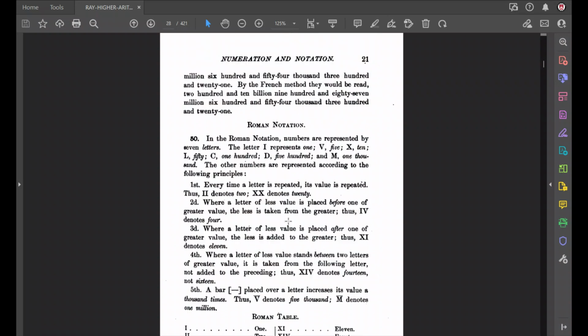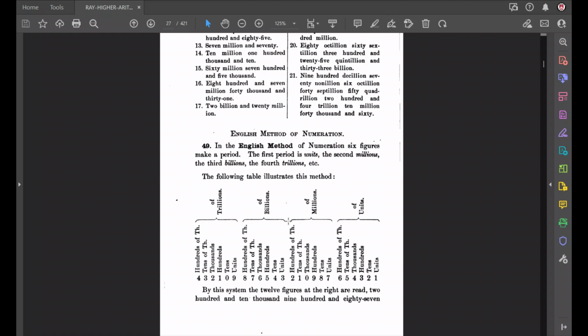And then in Article 49, we learn the English method of notation, of numeration. In the English method of numeration, 6 figures make a period. So this is a different method. The first period is units. The second period is millions. The third period is billions, then trillions, and so on. So there are simply no thousands. The first 6, all the way up to hundreds of thousands, are called units. And then we have all the way up to hundreds of thousands of millions, then hundreds of thousands of billions, then hundreds of thousands of trillions.